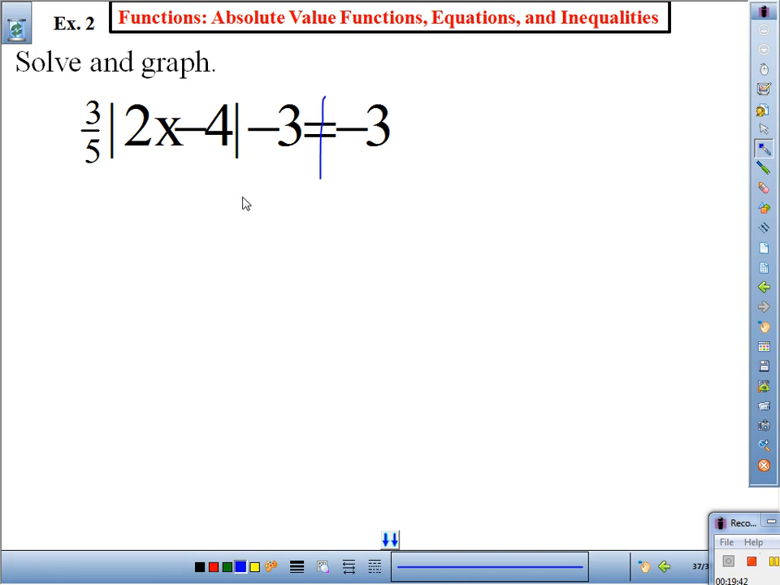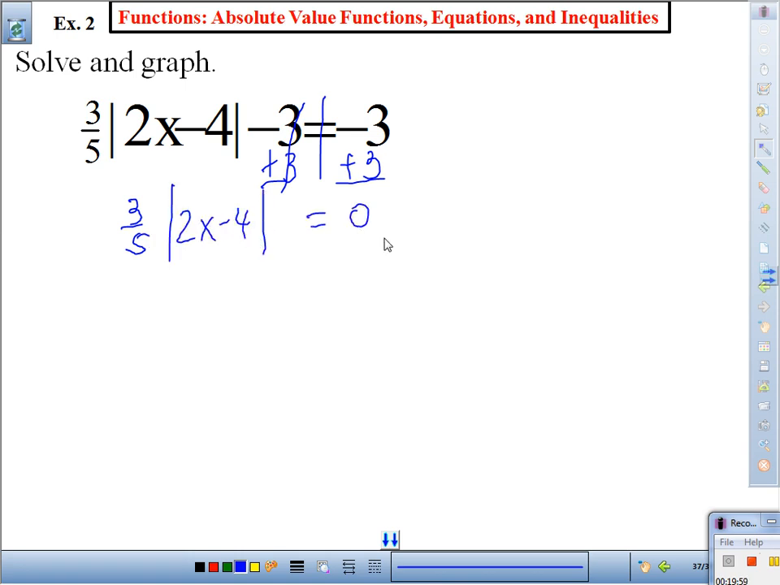So what do I do from there? Miguel. Add 3, add 3. We end up with 3/5 times the absolute value of 2x minus 4 equals 0. And some of you stopped right there and your noodle's trying to tell you no solution, but that is incorrect.